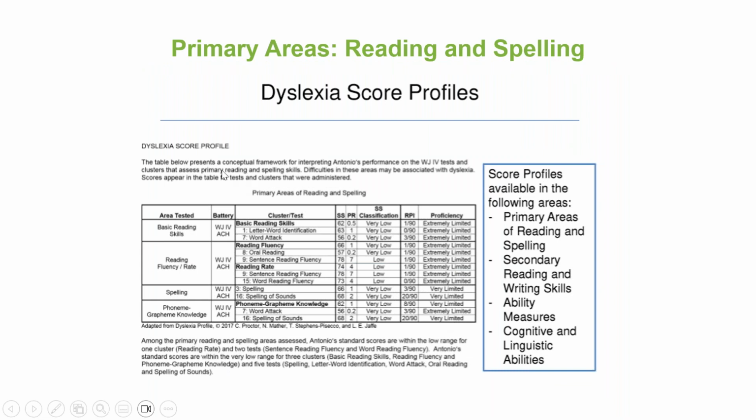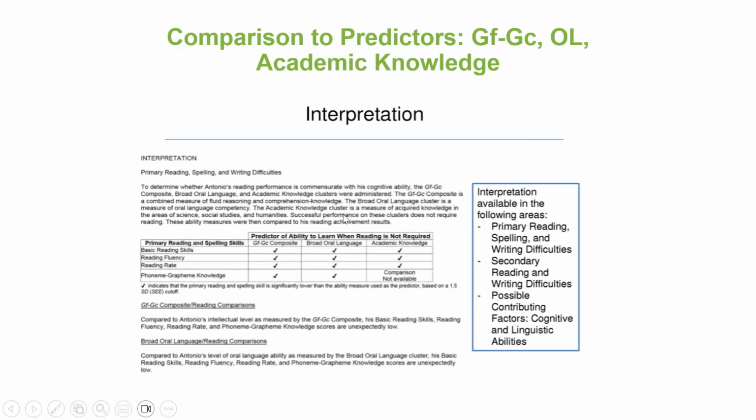And then what they do is have a table of scores that show that dyslexia score profile. So you see the breakdown of the basic reading skills, the reading fluency and rate, spelling, phoneme-grapheme knowledge. Again, it gives you your standard scores, your percentile ranks, the standard score classification, RPI, and then the proficiency that's associated with the RPI. And then it has the interpretation piece too.